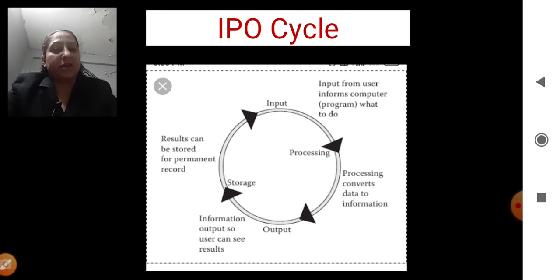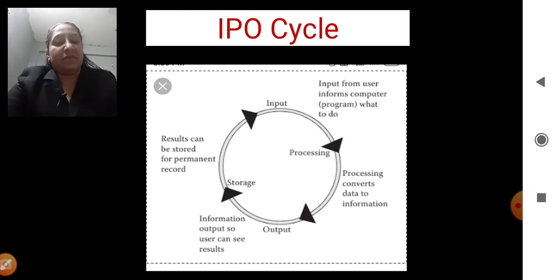This is simply the same diagram that we saw before. Earlier we saw the same things, five components of the computer. They were input, processing, storage, output, and lastly the communication device. The same has been converted into another form, the IPO cycle.